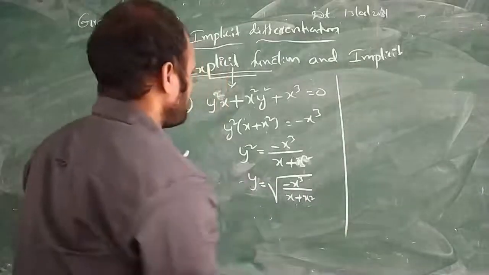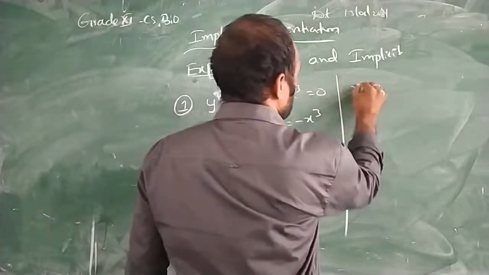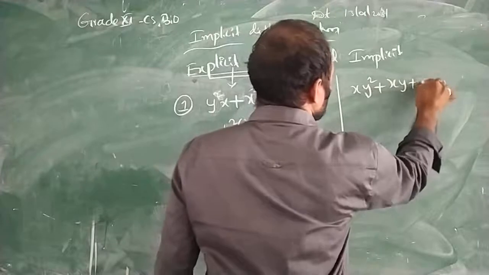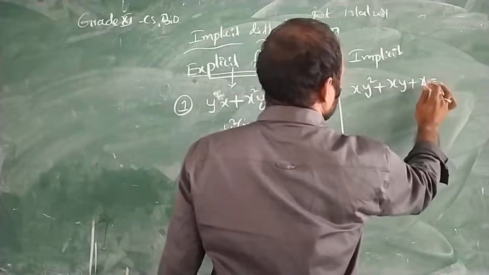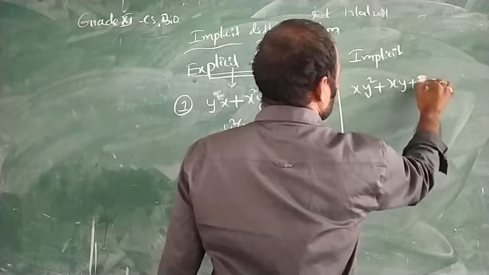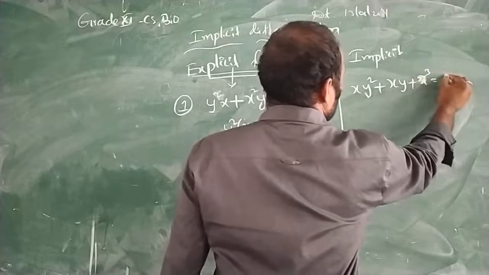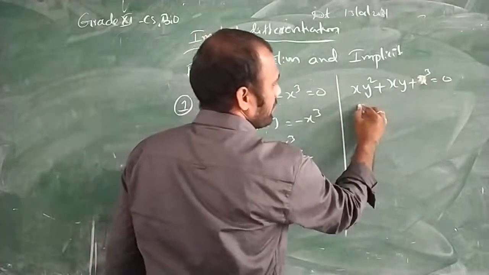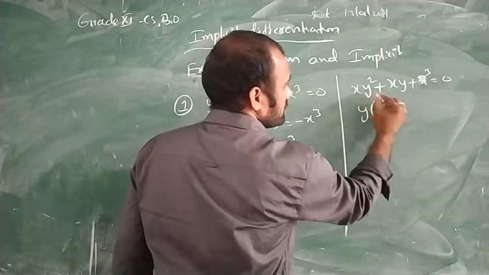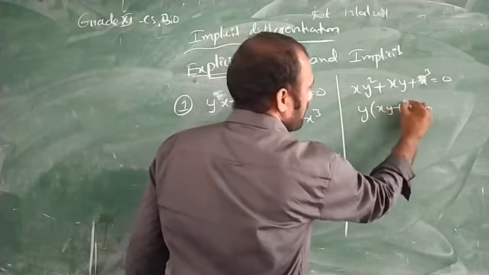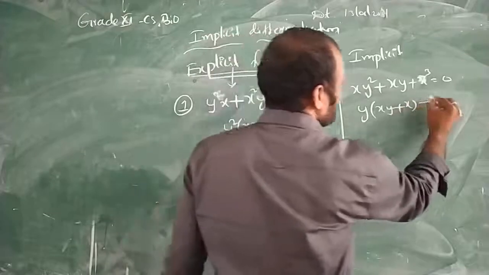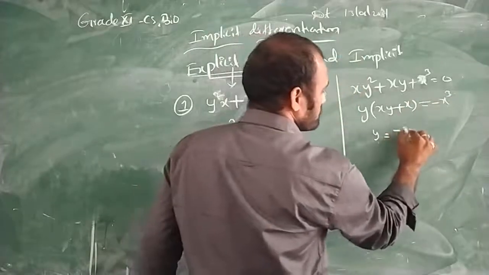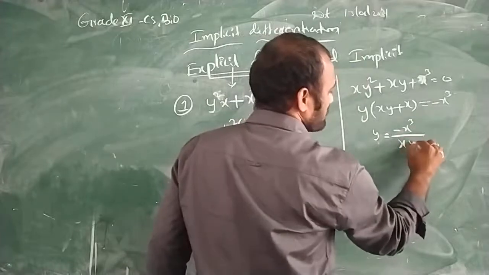Let us take another example here. x y square plus x y plus x cube is equal to 0. In this I can take y common: y times x y plus x is equal to minus x cube. So y is equal to minus x cube by x y plus x.